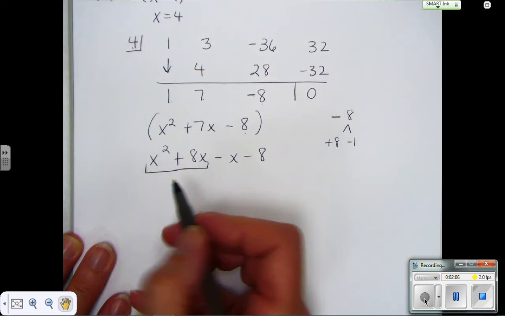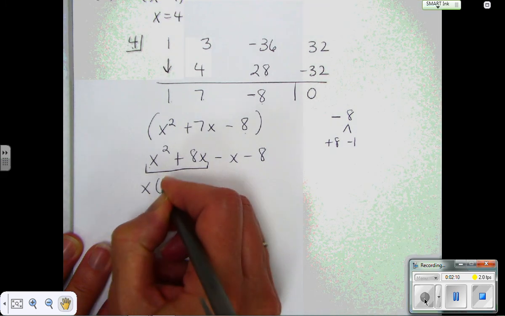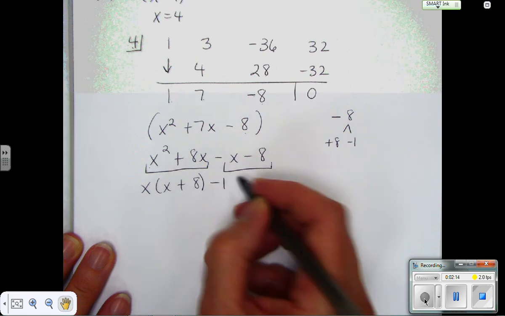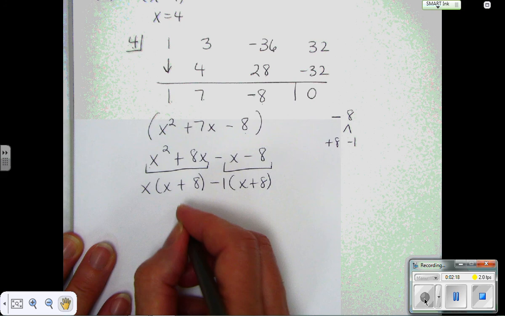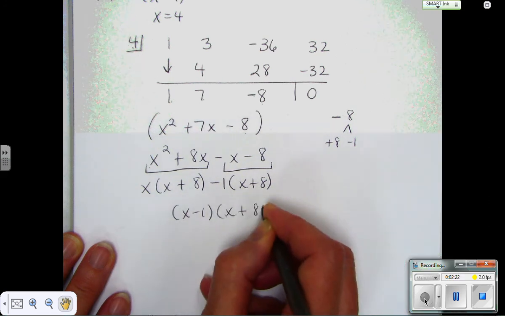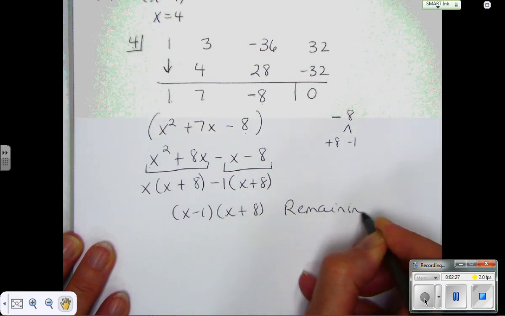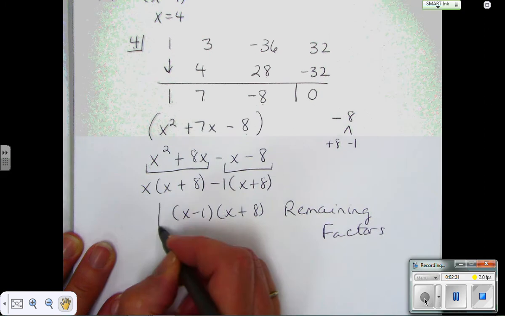I'm going to factor out an x of those first two terms, so I have x times x plus 8. I can factor a negative 1 out of the second two, so I have x plus 8 again. And I can consolidate that x minus 1, write x plus 8 one time, and these are the remaining factors. Right there.